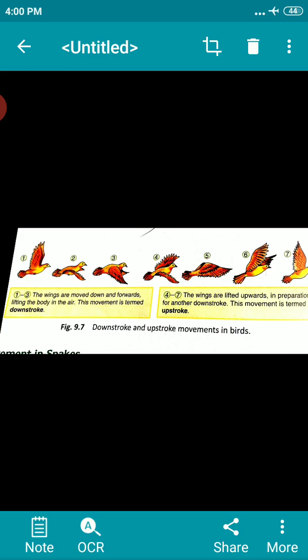So, what are the adaptations we can say? They have a streamlined shape of the body, their bones are hollow and light, and their breast bones are very strong for flight.